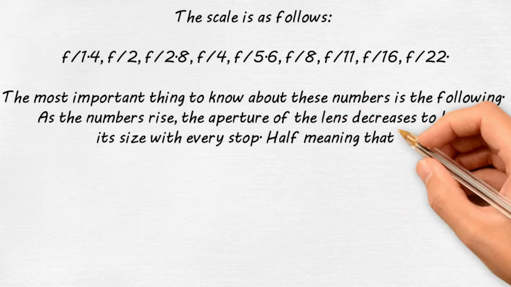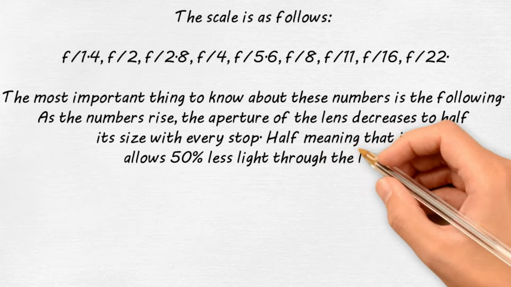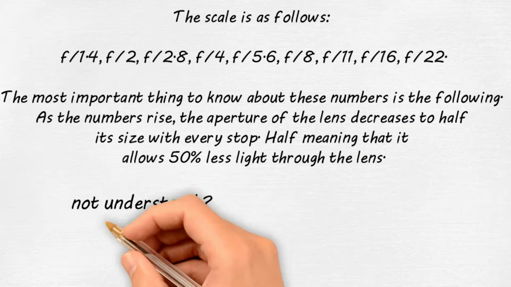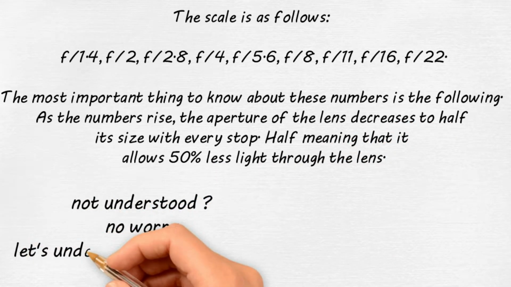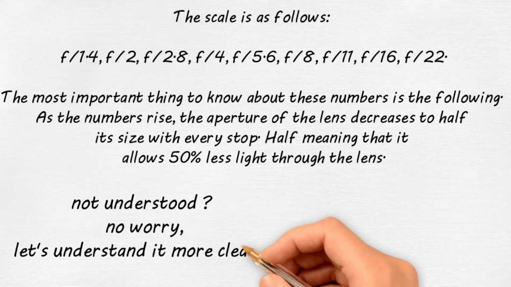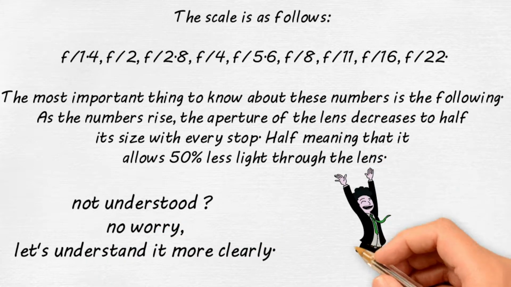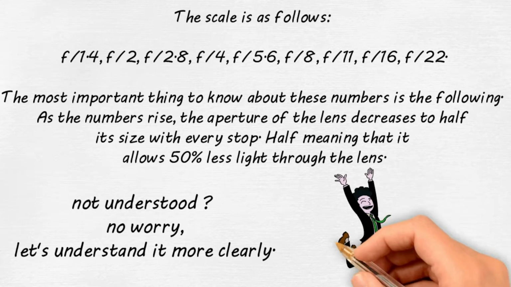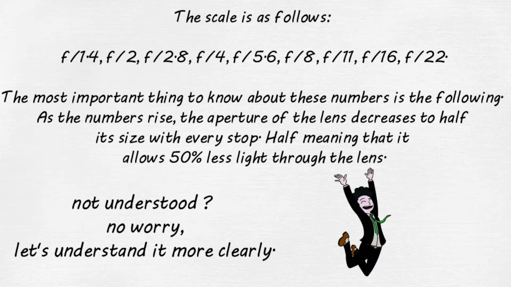The most important thing to know about these numbers is the following. As the numbers rise, the aperture of the lens decreases to half its size with every stop. Half meaning that it allows 50% less light through the lens. Not understood? No worry, let's understand it more clearly.